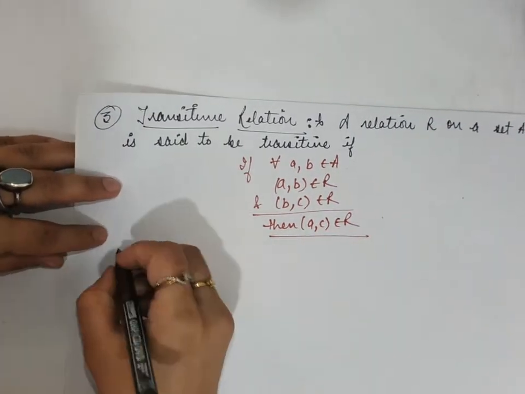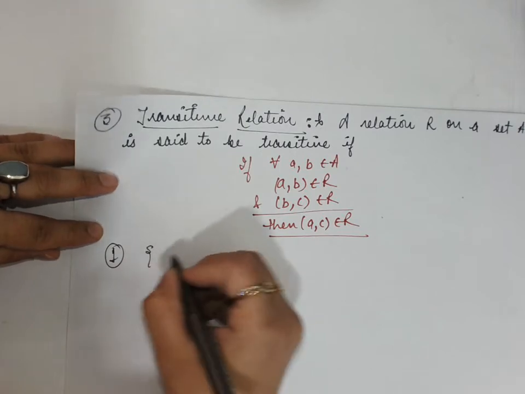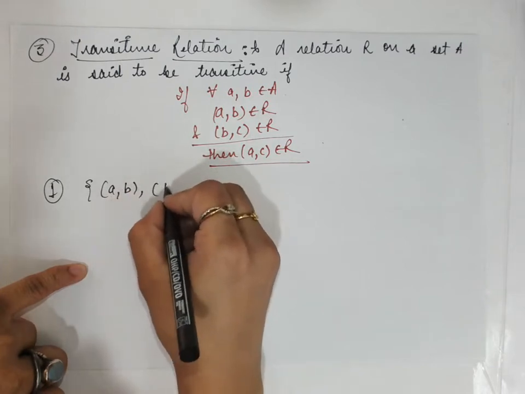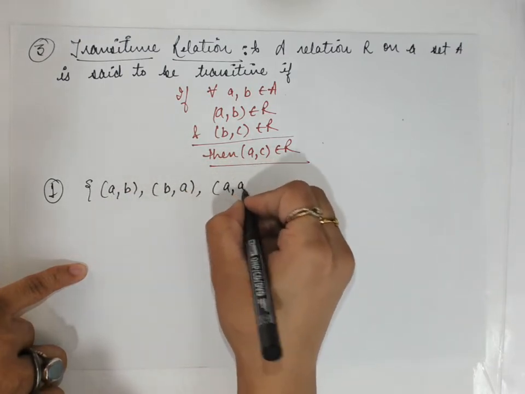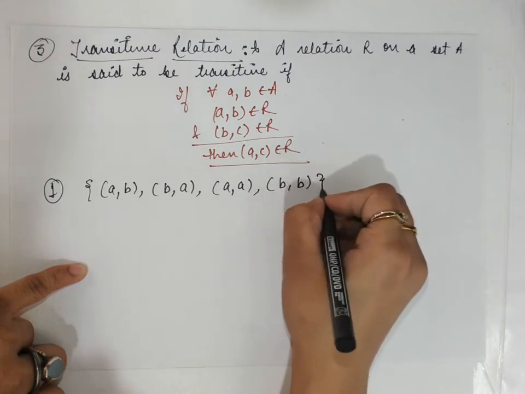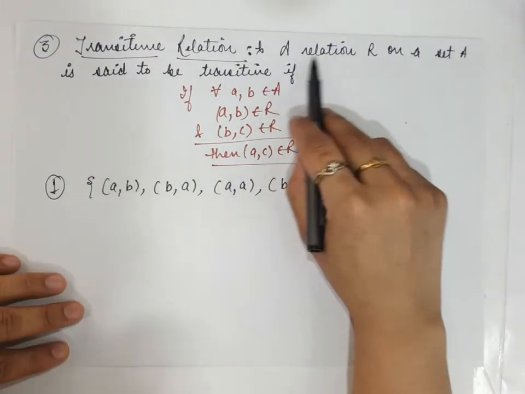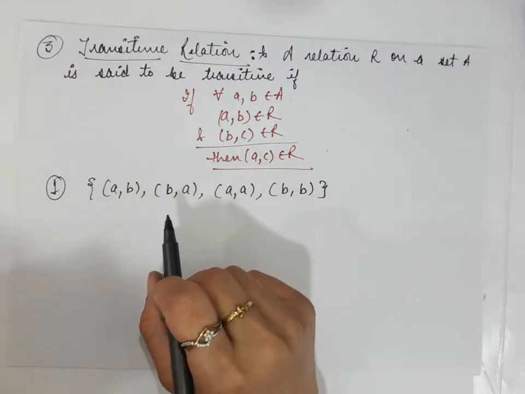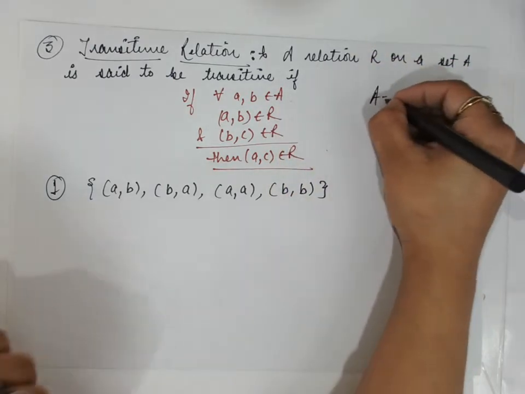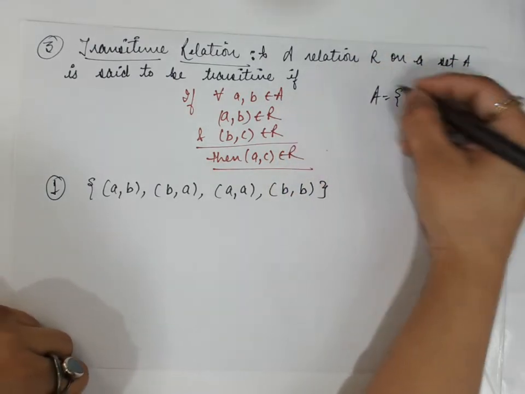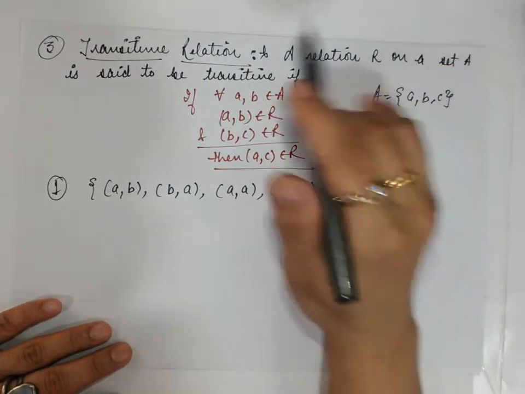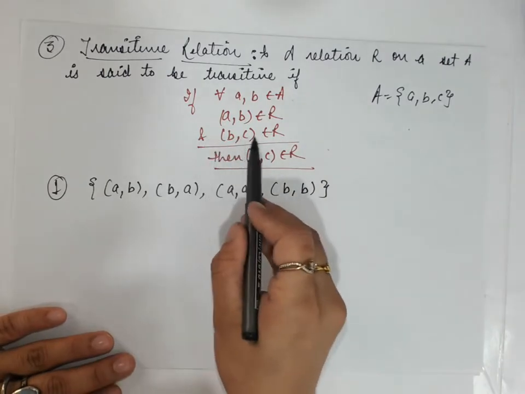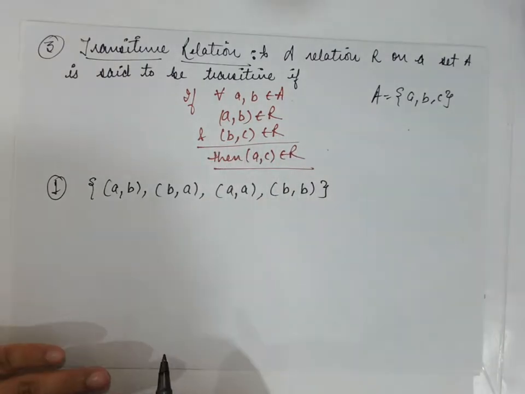Example, AB, BA, AA, BB. Transitive relation says a relation R on a set A is said to be transitive if for all A, B, C element of A, A, B, C is any set, AB is any element, AC or AB or AA, BB, CC. If AB is present in a relation and BC is present in a relation, then AC would also be present in a relation.